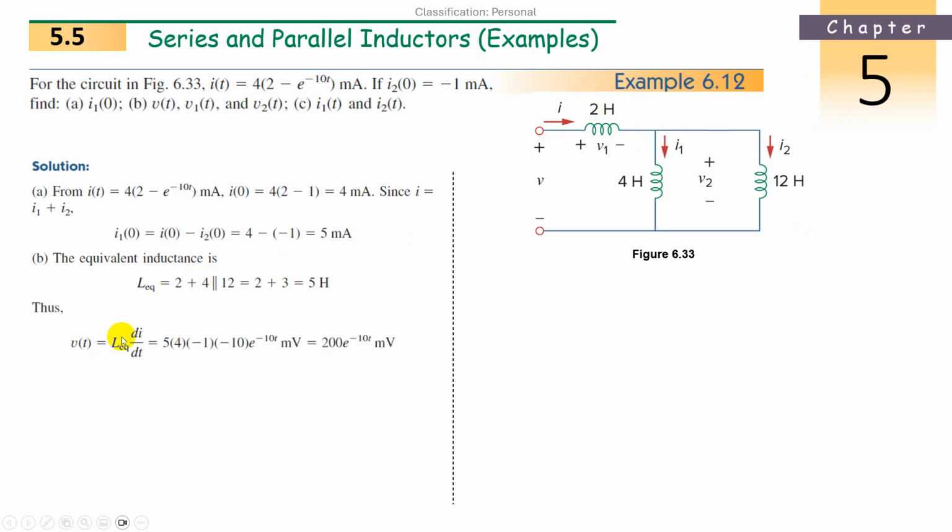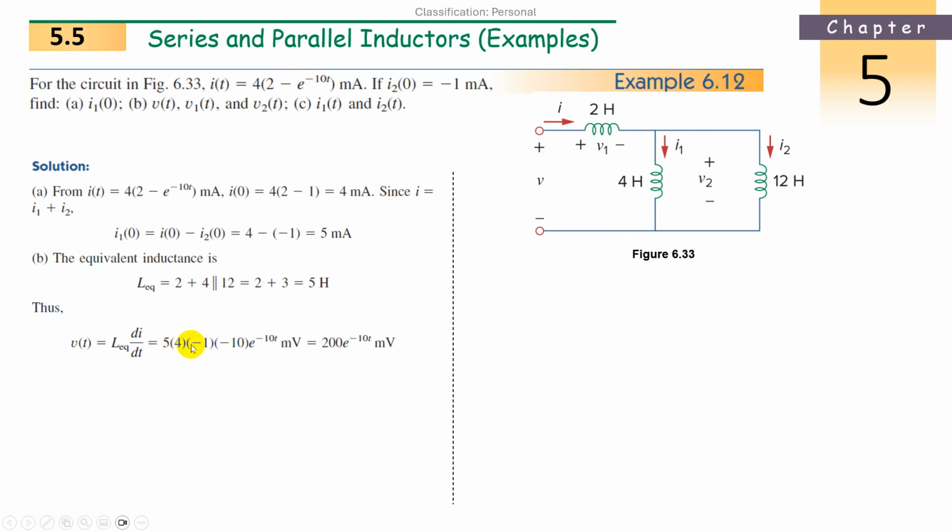So V of t is nothing but L equivalent di by dt, with the total current differentiated. L equivalent we already found, 5 Henries. And what is di by dt? I is nothing but 4 times 2 minus e power minus 10t. Take out this 4, and if you differentiate this 2, it will become 0. So we have to differentiate only this one: minus of e power minus 10t. Why is minus 1 coming? Because of the minus 10, and this is the minus 1 and e power of minus 10t.